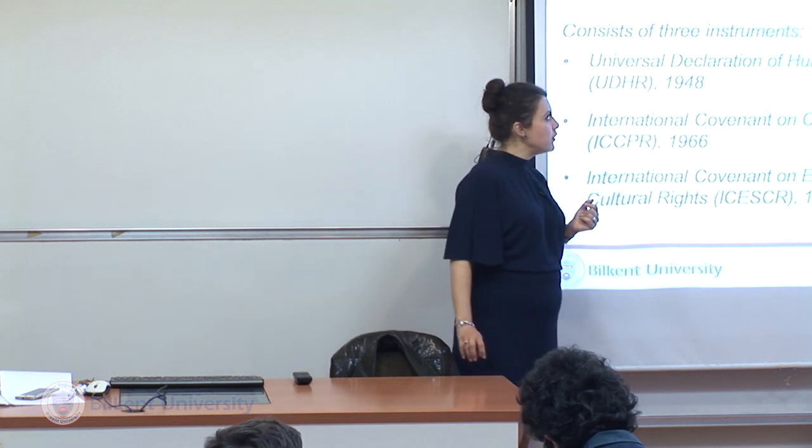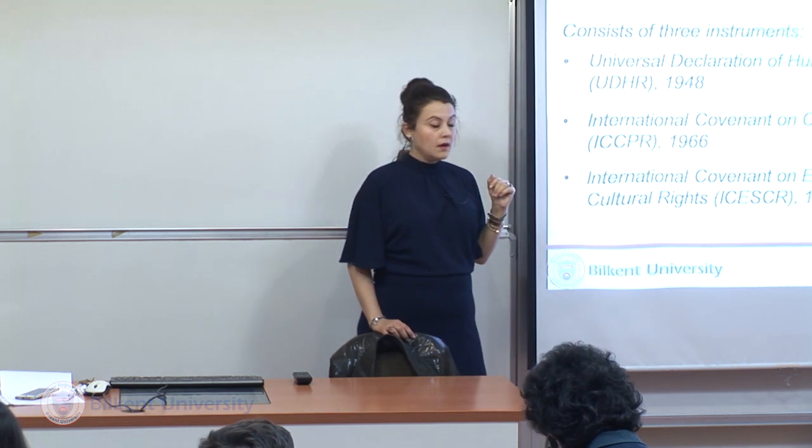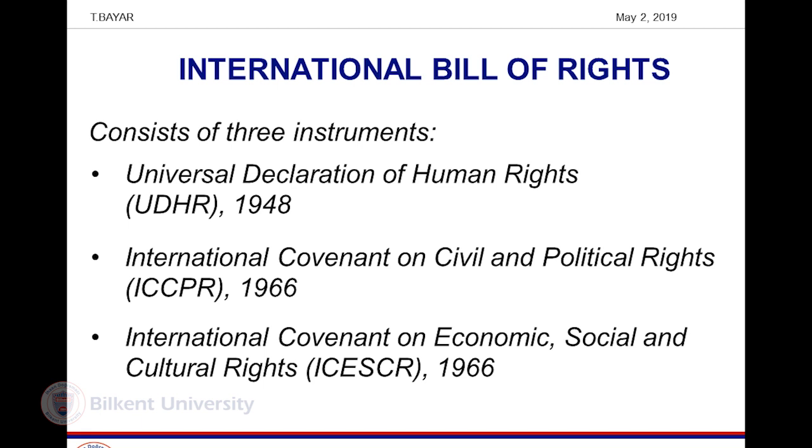The Universal Declaration of Human Rights is not an international treaty, it's a declaration. The Bill of Rights is composed also of the International Covenant on Civil and Political Rights and the International Covenant on Economic, Social and Cultural Rights. Those three come together to compose the International Bill of Rights. All other international human rights treaties are mainly based on those three. They're not quite detailed papers. However, they set the main principles of international human rights.